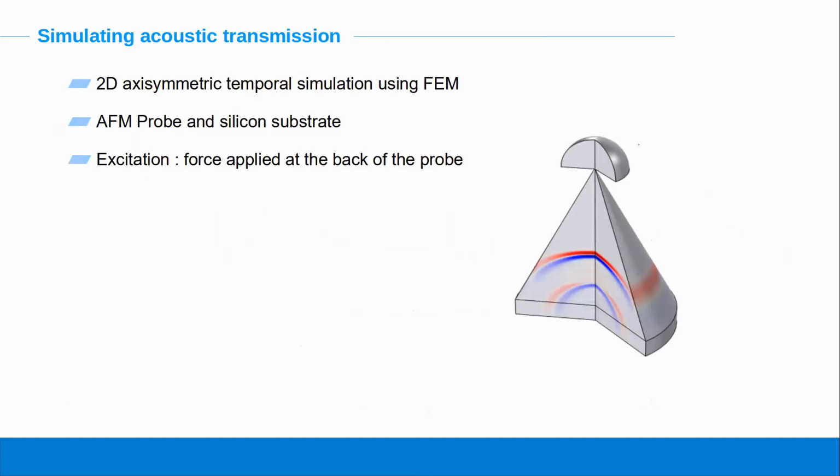And so we can also investigate such transmission numerically. In this case, we're using a 2D axisymmetric simulation in COMSOL, so the finite element method. And we have here an AFM probe in which you can see both the longitudinal and the transverse wave propagating inside the probe, and just a small silicon substrate sample in contact.